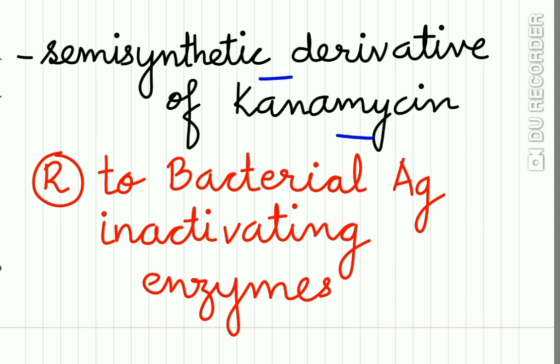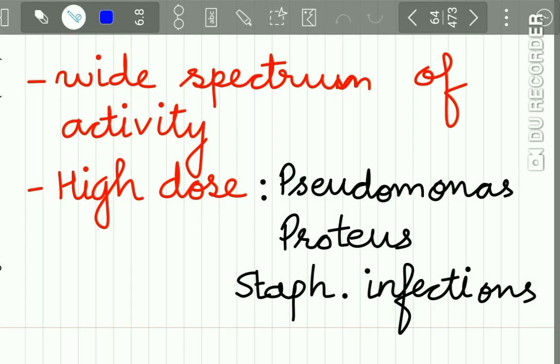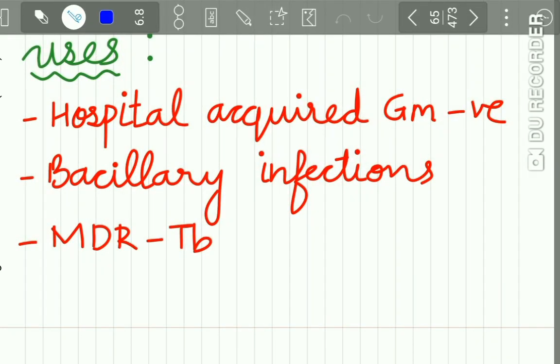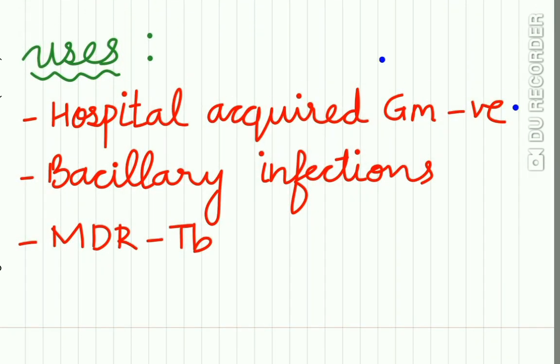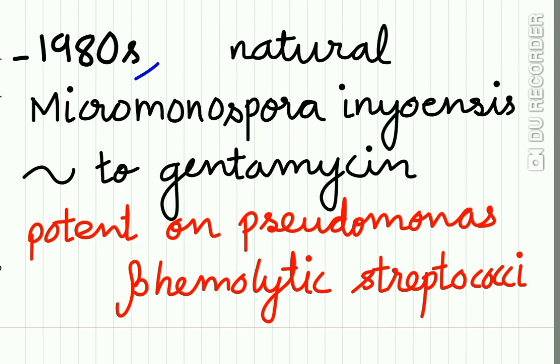It is resistant to the bacterial aminoglycoside inactivating enzymes. It has a wide spectrum of activity and high doses are used in Pseudomonas, Proteus and Staphylococcal infection. Uses are in hospital-acquired gram-negative infections, bacillary infections and MDR-TB. Sisomicin, introduced in the 1980s, is a natural derivative of Micromonospora inyoensis. It is similar to gentamicin. It is potent on Pseudomonas and beta-hemolytic streptococci.